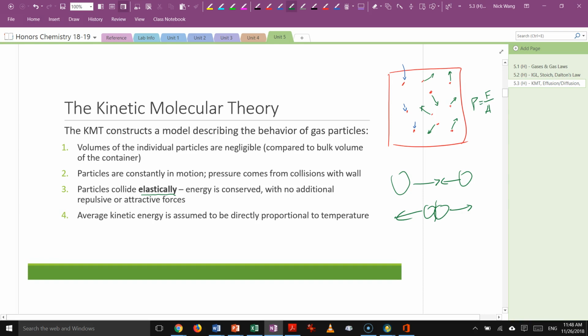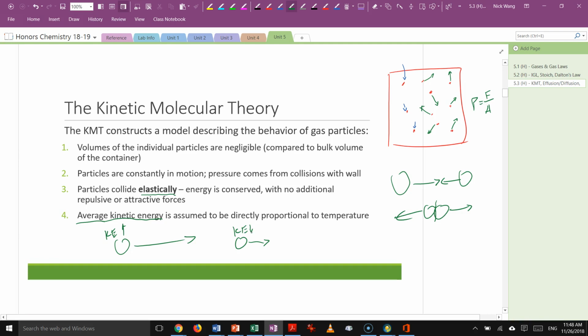Part 4. Average kinetic energy is assumed to be directly proportional to temperature. This is one that I think also makes sense. Remember, we'll talk about what the word average means in a little bit, at least as it relates to kinetic energy. But kinetic energy is the energy of motion. So if you have a particle moving fast versus a particle moving a little bit slower, we expect that the kinetic energy is higher for this particle than it is for the one on the right. The kinetic energy is higher for this particle than it is for this one because this one is moving a little bit slower.